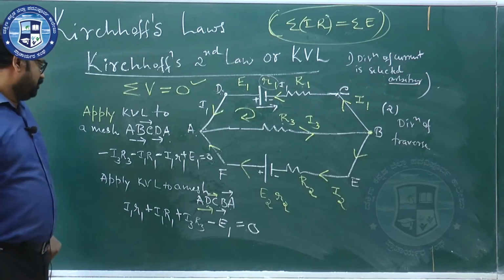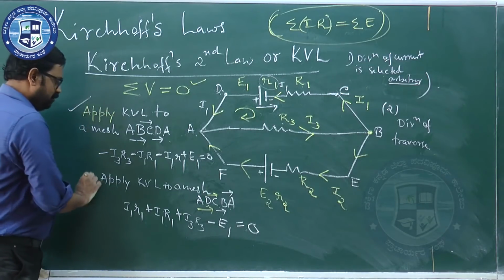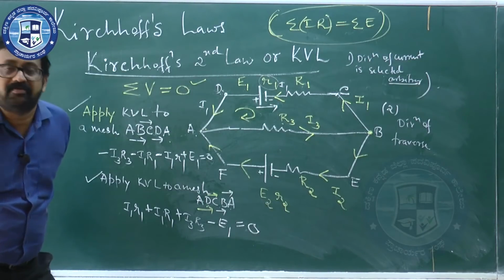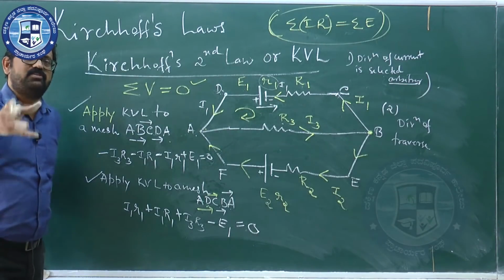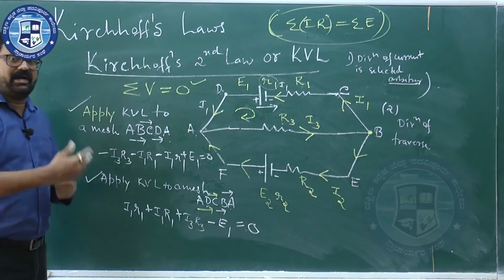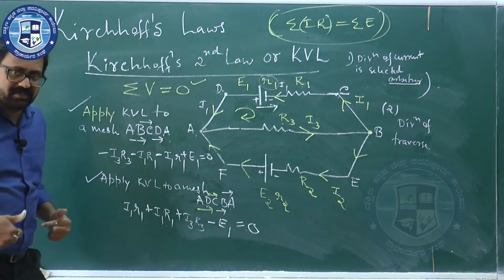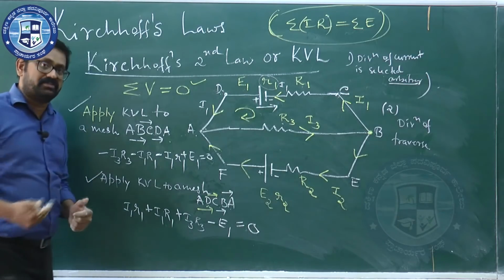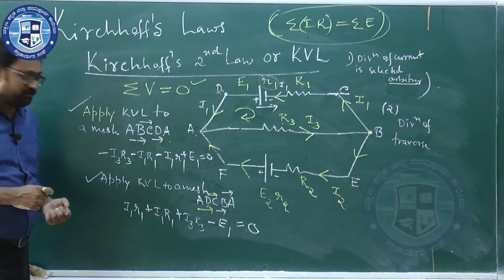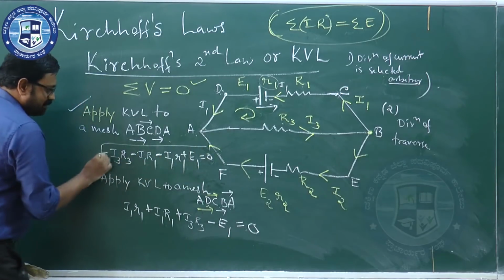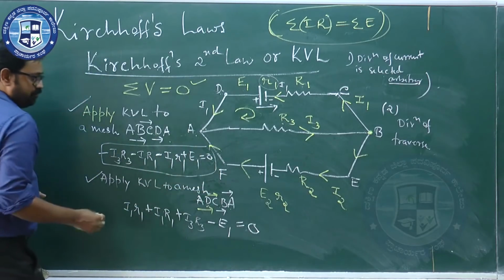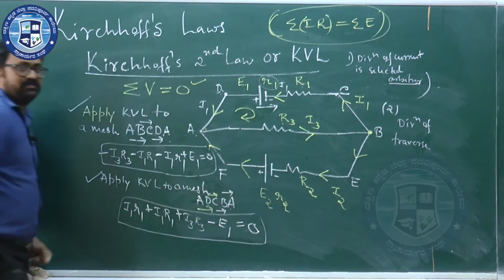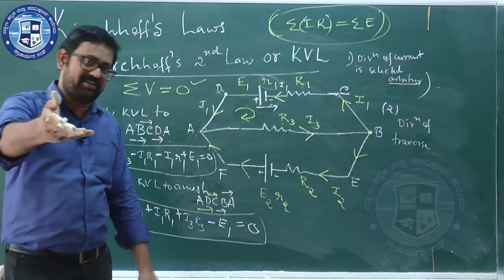My question to you is, in the first example and in the second example, I was dealing with the same mesh. But the only difference was, in the first example, I selected the mesh in an anti-clockwise direction. In the second example, I selected the mesh in a clockwise direction. Look at the answers you have. Do you find any change in the answer? This answer I gave you earlier and this answer I am having now, is there any change? Obviously not. They are one and the same.